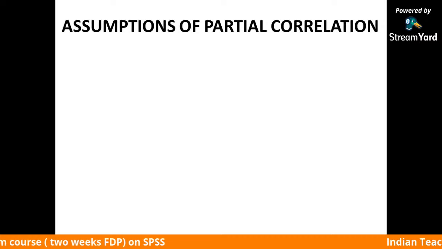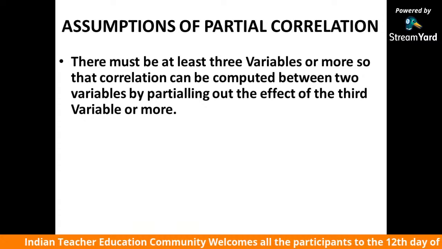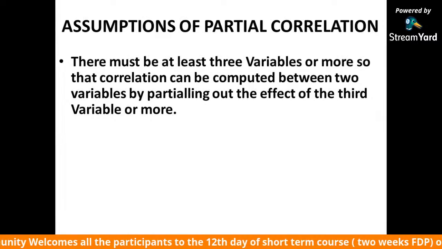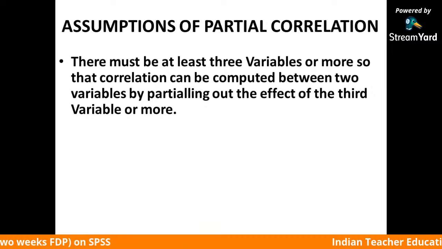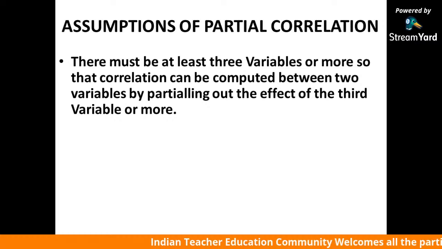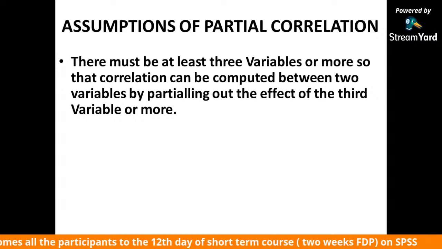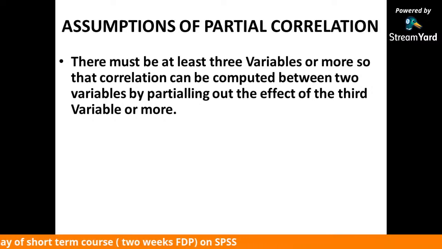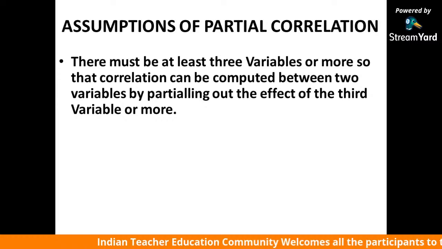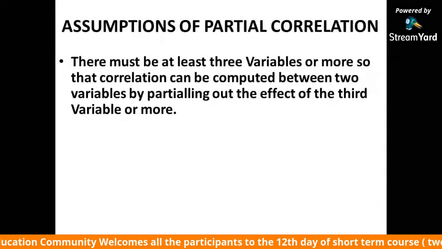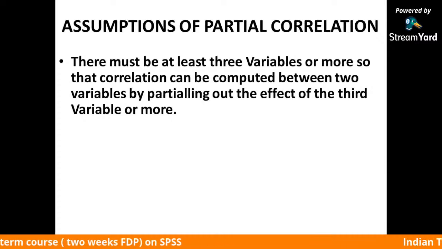Now, the assumptions of the partial correlation. One assumption is there must be at least 3 variables. The minimum number of variables has to be 3, or it may be more, but it cannot be less than 3, so that correlation can be computed between the 2 variables by partialing out the effect of the third variable or other variables. Either you can use the word partialing out, or you can use the words controlling statistically, or by controlling the effect of that variable. So partialing out, or whatever you like, you can use it.